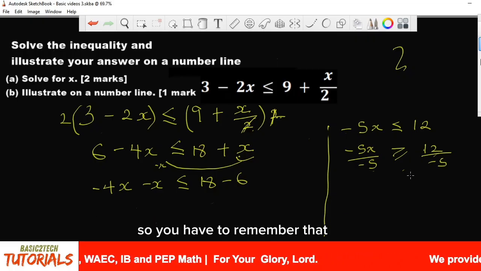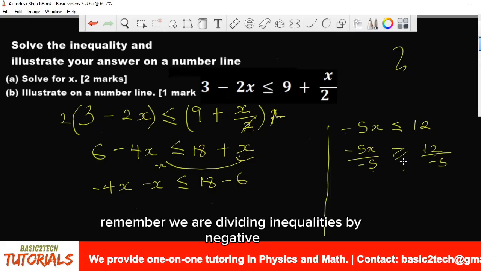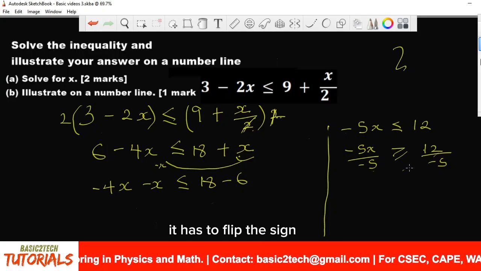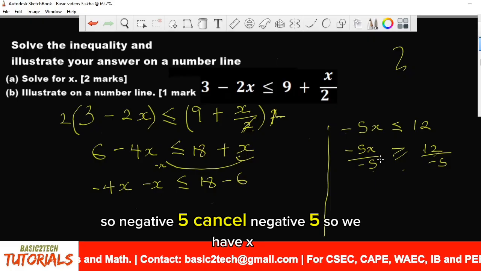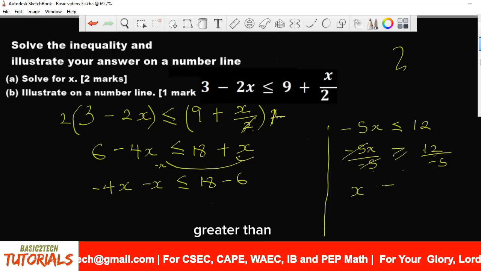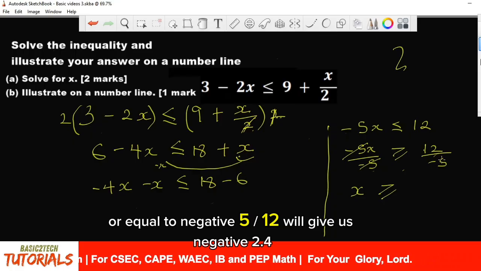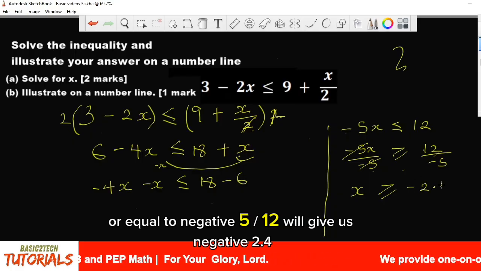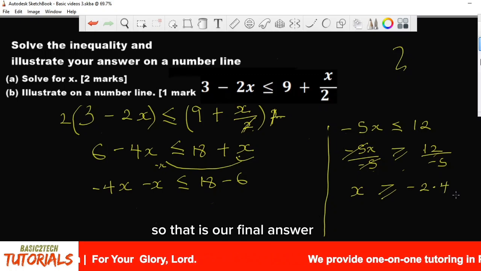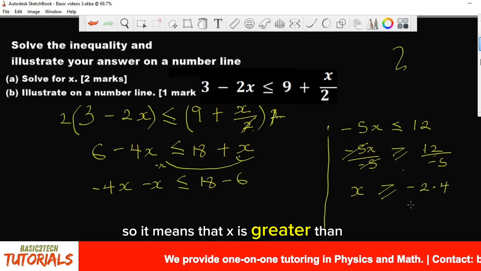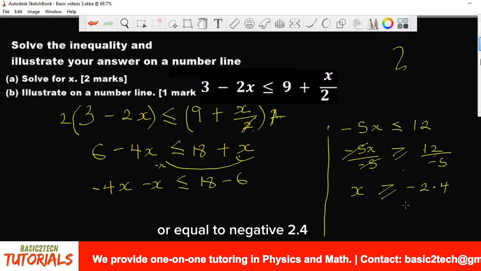So you have to remember that. Remember, when we are dividing inequalities by a negative, it has to flip the sign. So negative 5 cancels negative 5. So we have x greater than or equal to 12 divided by negative 5, which will give us negative 2.4. So that is our final answer. It means that x is greater than or equal to negative 2.4.